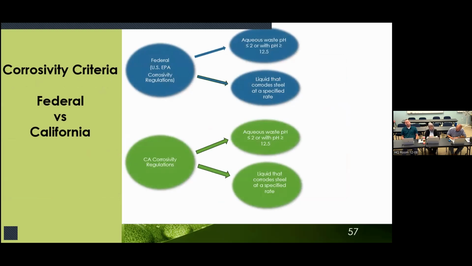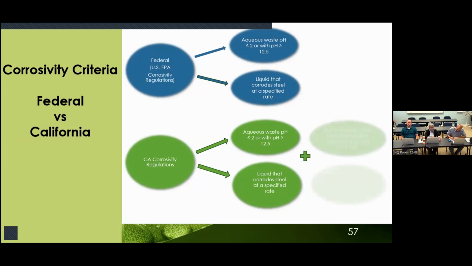California's regulations differ from those of the US EPA because federally, corrosivity for liquid waste is determined by using one of two criteria. The first is through determination of the pH, where aqueous waste with a pH of 2 or lower, meaning highly acidic, or 12.5 or higher, meaning highly basic, is considered corrosive. The second way is through corrosion rate, where a liquid is classified as corrosive if it corrodes steel at a specified rate. California also uses the similar federal corrosivity criteria for liquid waste. However, California takes a broader approach.